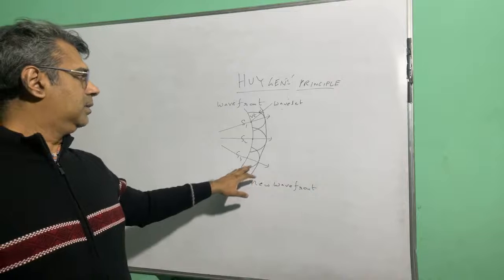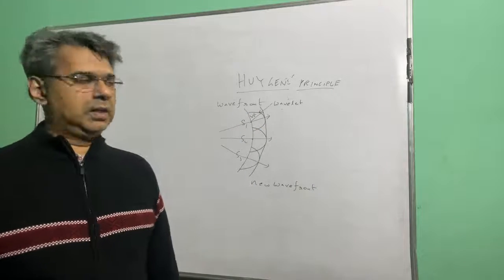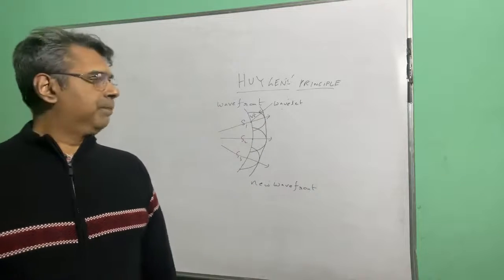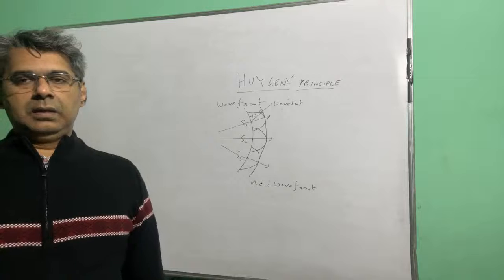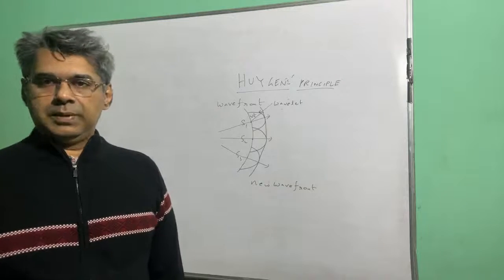So these three are all wavelets. After constructing the wavelets, you will have to draw the geometrical envelope of all the wavelets, and the geometrical envelope of all the wavelets will be the new wavefront. So this entire technique and this concept involved is known as Huygens principle, right?